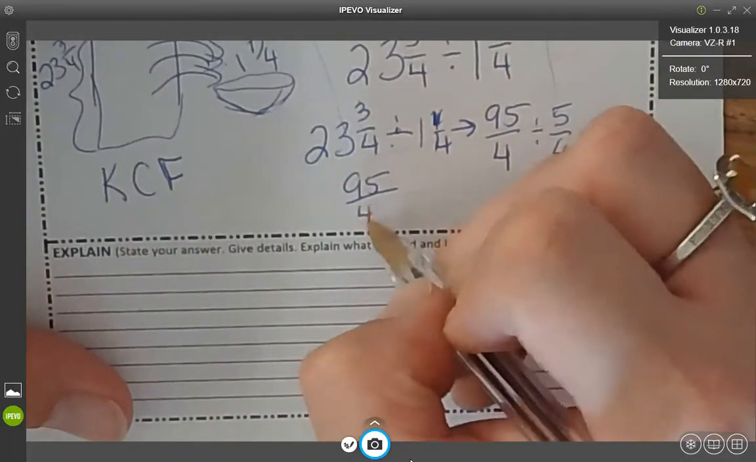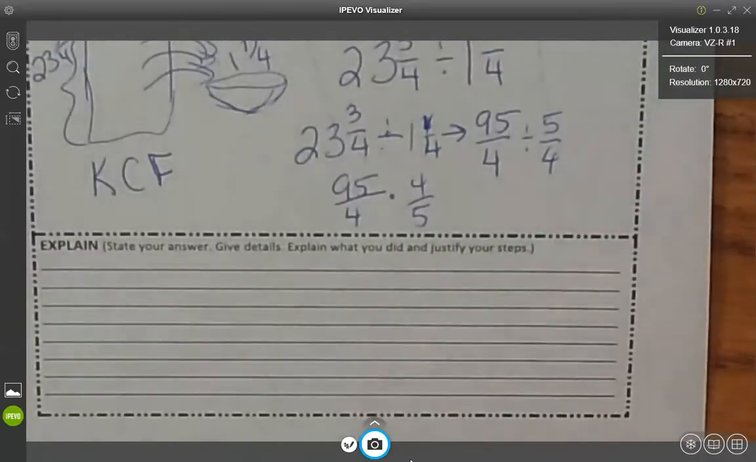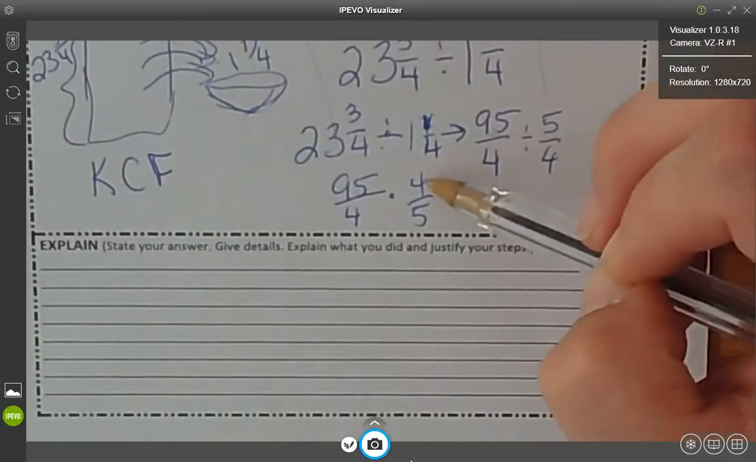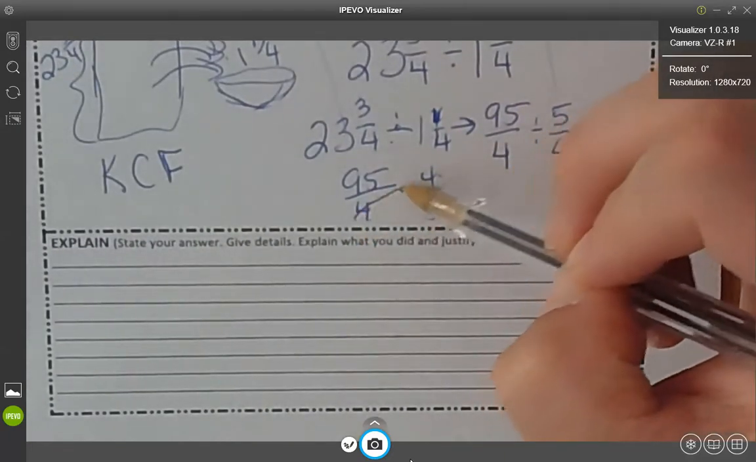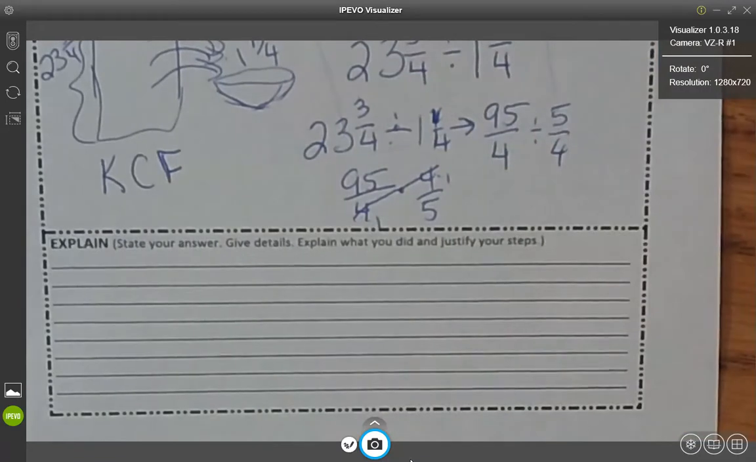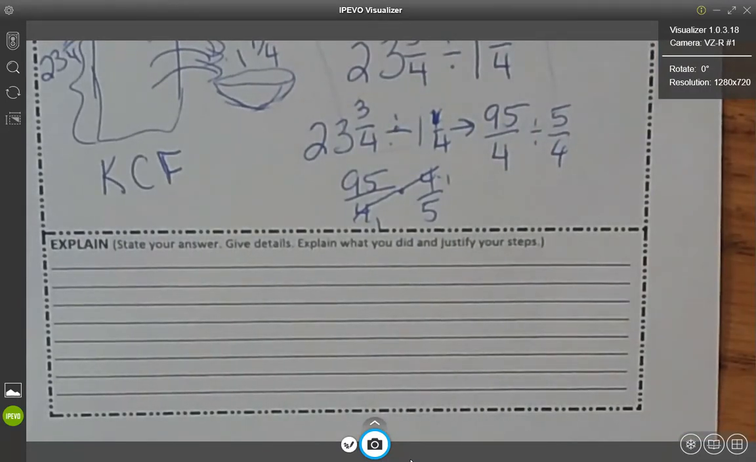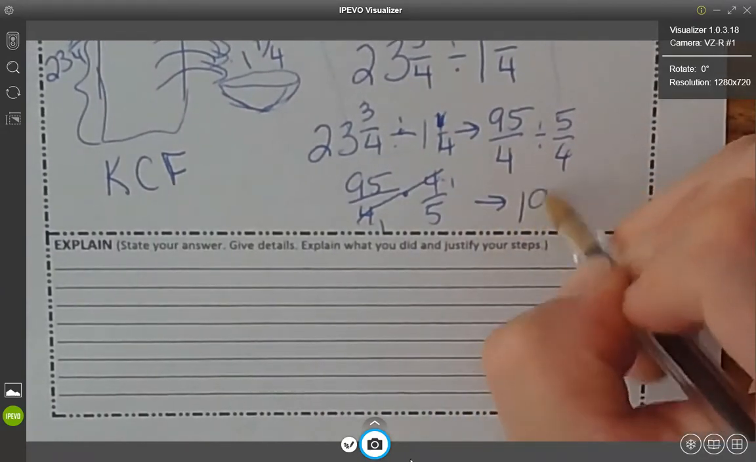So 95/4 change, and it becomes 4/5, right? Now, if you have the same number on top as you do on the bottom of the opposite, you can cross those out. And they become ones, called cross simplification. And then you can just divide. I'm going to go ahead and give you that. That's going to be 19 batches.